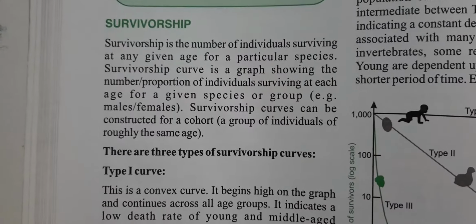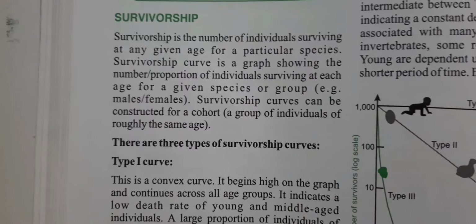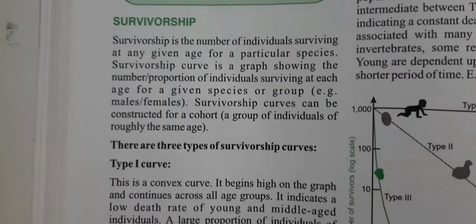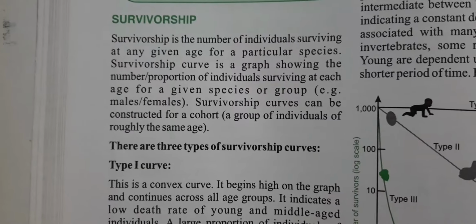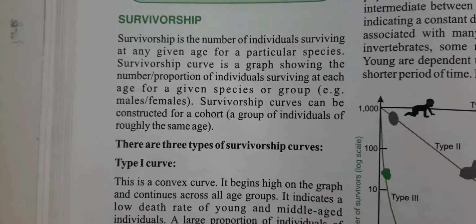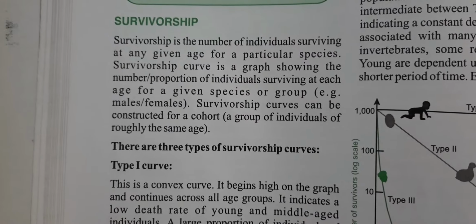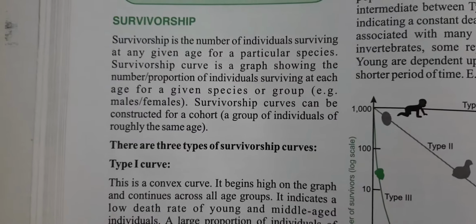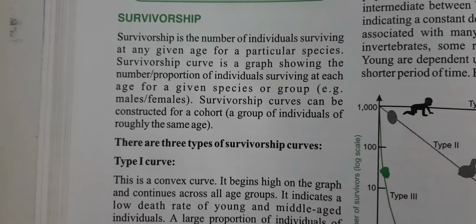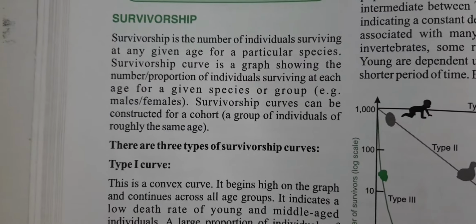Today we will study survivorship curve and life strategies. So what is survivorship? It is the number of individuals surviving at any given age for a particular species. Like the number of males and females of a particular group or in a particular species. Now what is a survivorship curve?